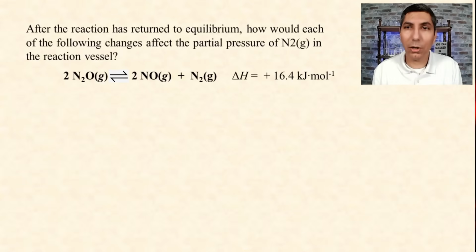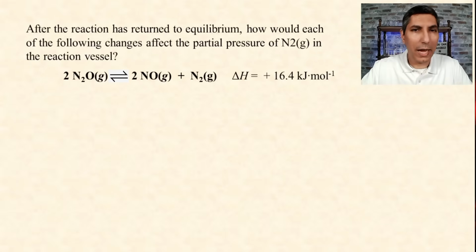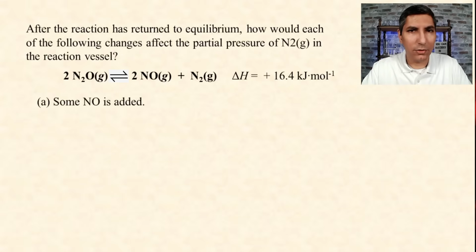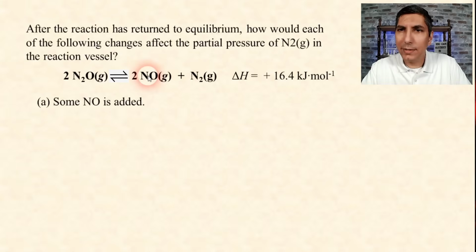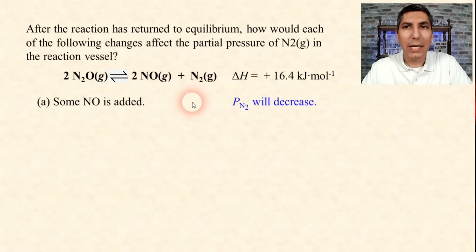After the reaction has returned to equilibrium, how would each of the following changes affect the partial pressure of nitrogen gas in the reaction vessel? So this is a Le Chatelier's principle question. If we add some NO right here, anytime you add something, it's going to go toward the other side. So in this case, we're adding a product, so it's going to go toward the reactant side. So the N2O is going to go up, and the N2 will have to go down in response. So that's why the N2 decreases.